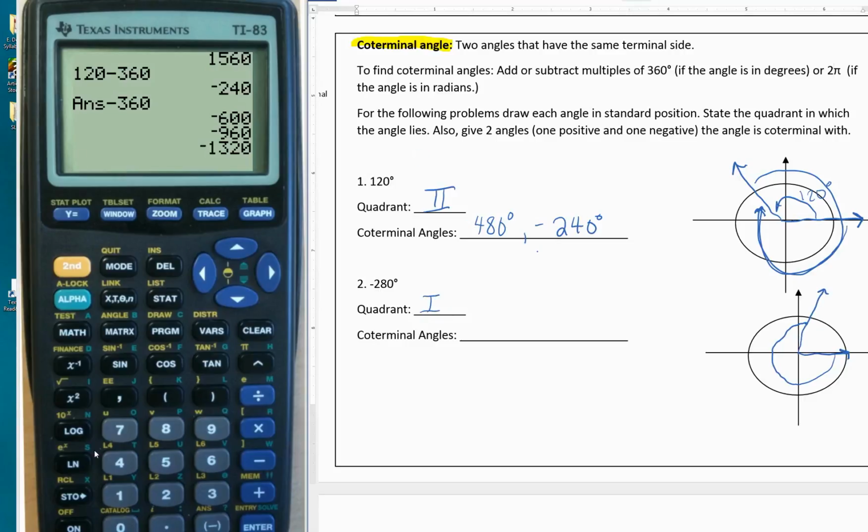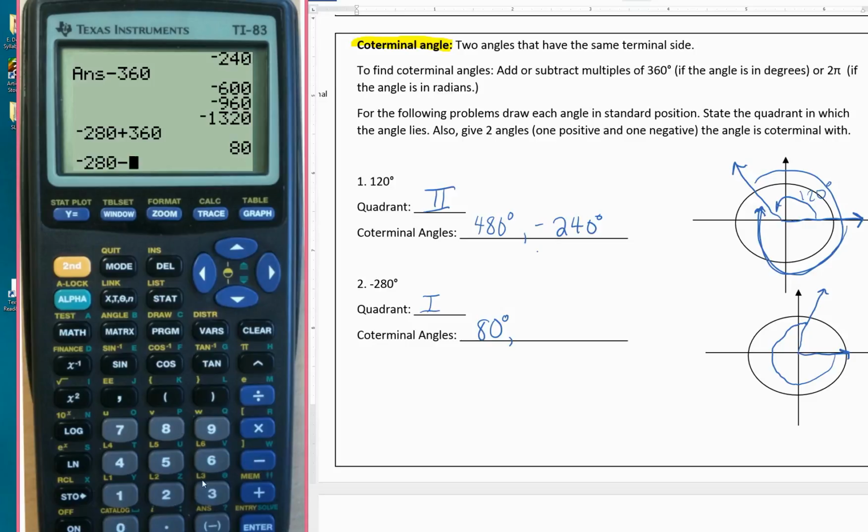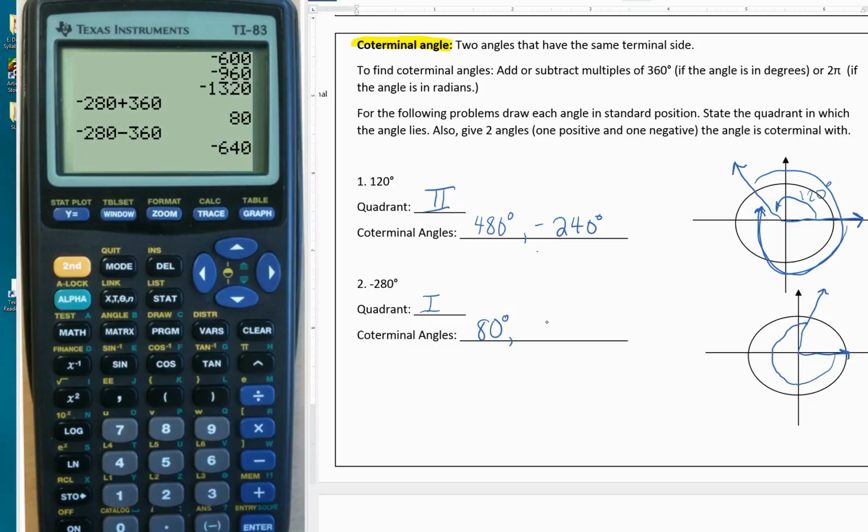If we want to get a positive angle, we can take negative 280 plus 360, and we see that that's 80 degrees. If we want another negative one, we would take negative 280 minus 360, and we get negative 640 degrees. In the next video, we'll give some examples of how to do this with radians.